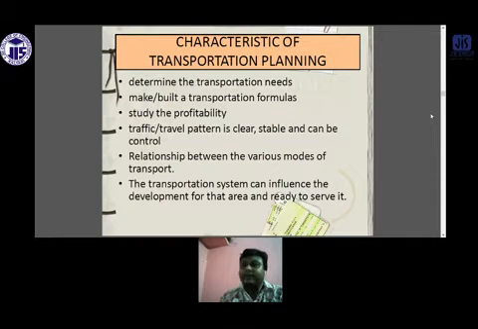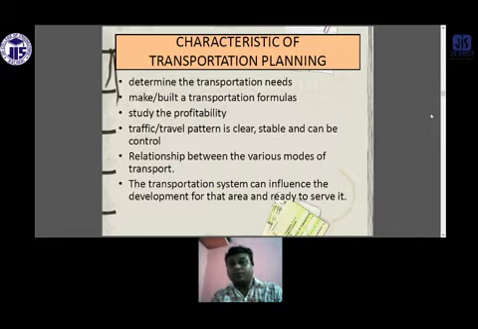What are the various characteristics of transportation planning? It is to determine the transportation needs, make and build transportation formulas, and study the profitability. Traffic and travel patterns are clear, stable and can be controlled. There are relationships between the various modes of transport, and the transportation system can influence the development of that area and is ready to serve it. So these are the basic characteristics of transportation planning.